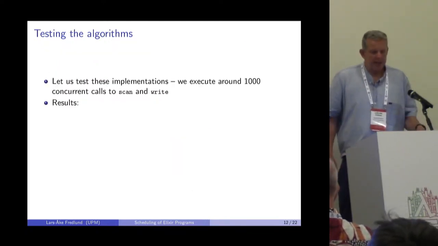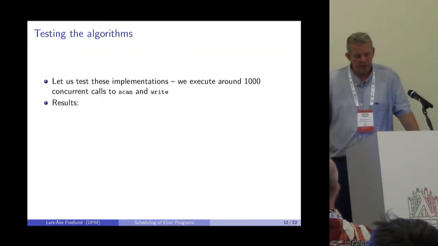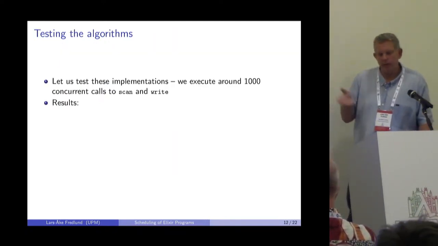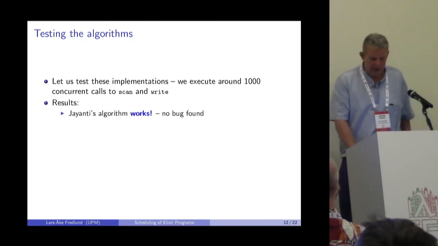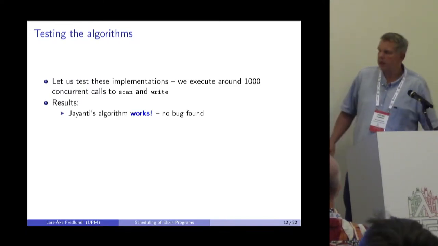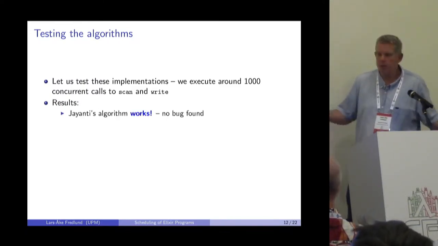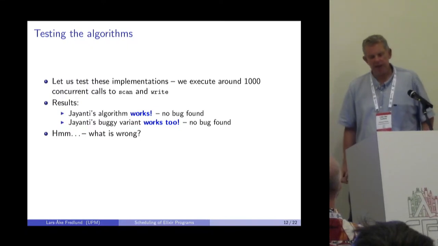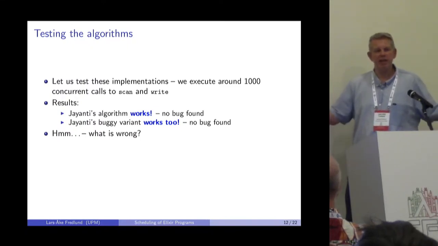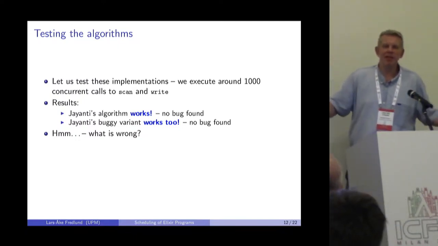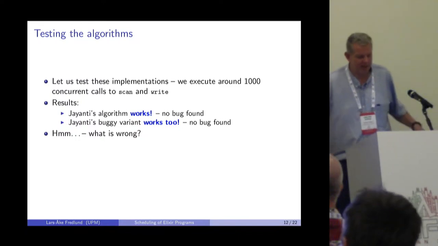So let's test these algorithms. How do we do it? We execute around 1,000 concurrent calls to scan and write. The result with the stateful tool is that Gianti's algorithm works; no bug was found. But his buggy variant works too. We didn't find a bug there, which is really depressing. What did we do? Well, maybe we have a tool that always says true.